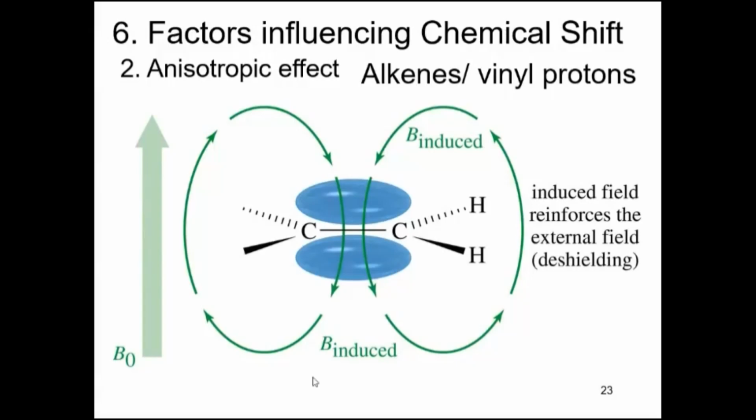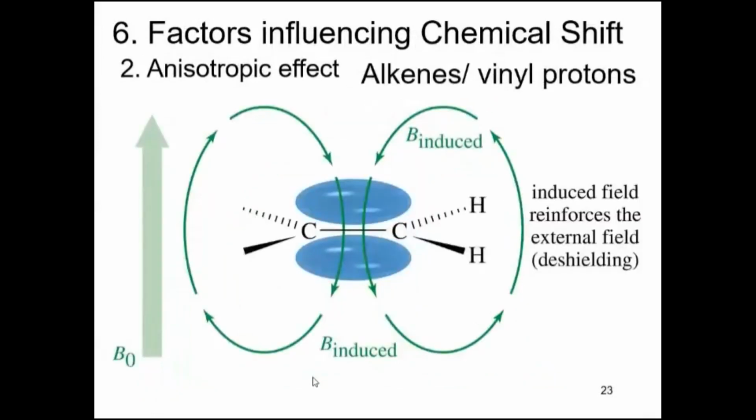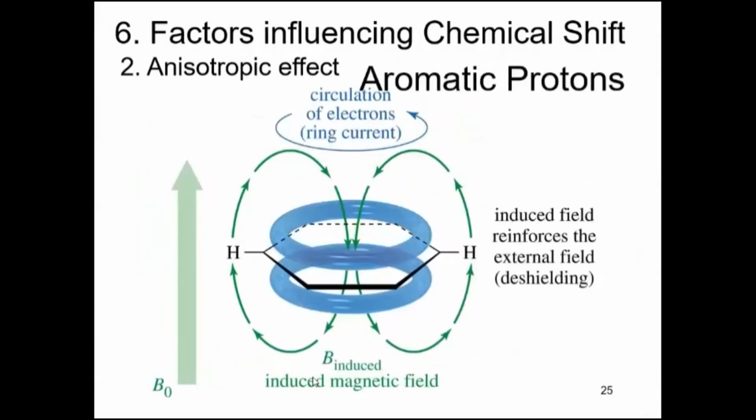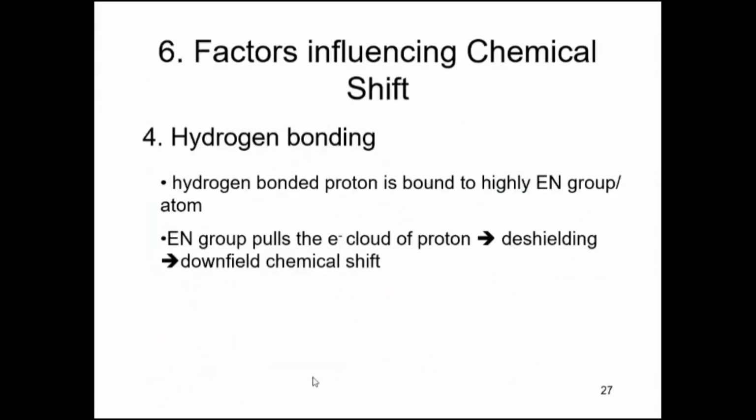From the factors affecting chemical shift, we have seen the inductive effect and the anisotropic effect. There were different divisions in the anisotropic effect: one with alkenes, the other alkynes, then aromatic protons. Then we have also seen van der Waals deshielding. Then next comes hydrogen bonding.